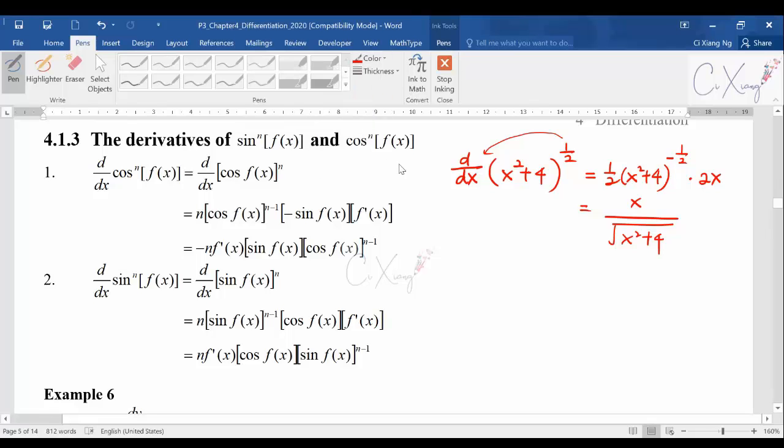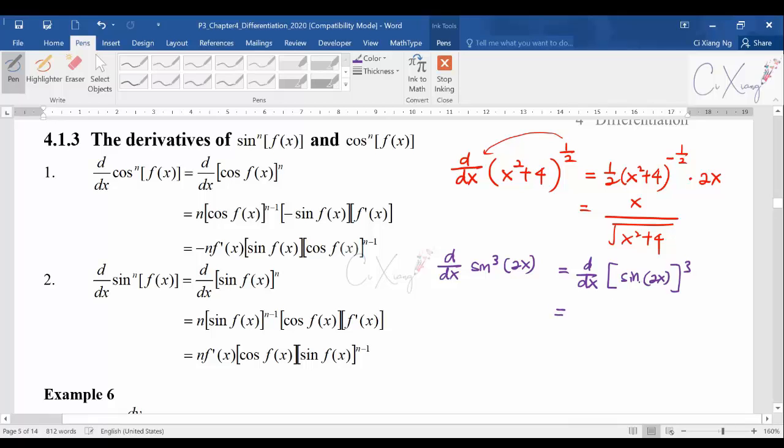Okay, so maybe I can just straight away take some examples to show you, because the formula looks very complicated. Maybe we try something very simple first. Let's say I'm having sine power 3 of 2x. If I want you to do this differentiation, how can we do that? First, you assume that sine 2x is a bracket with power 3. So this is your bracket, and you're having a power 3 outside.